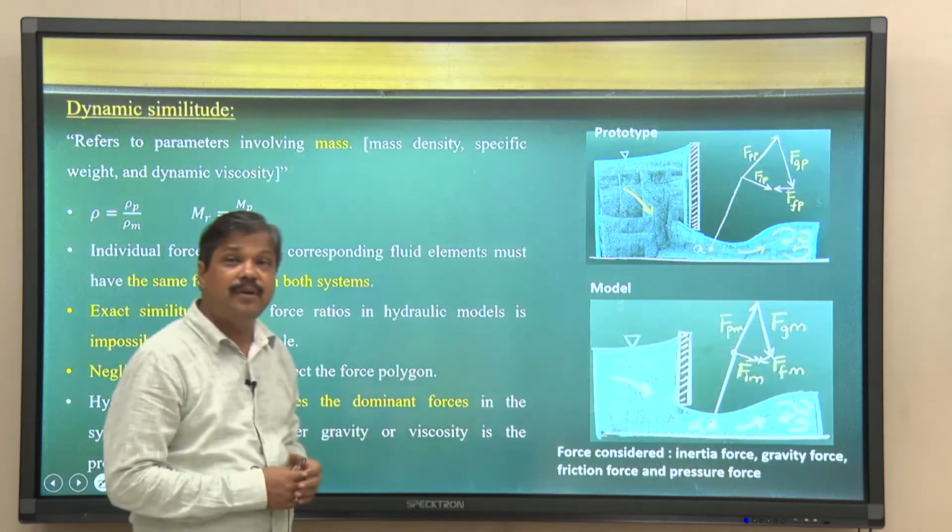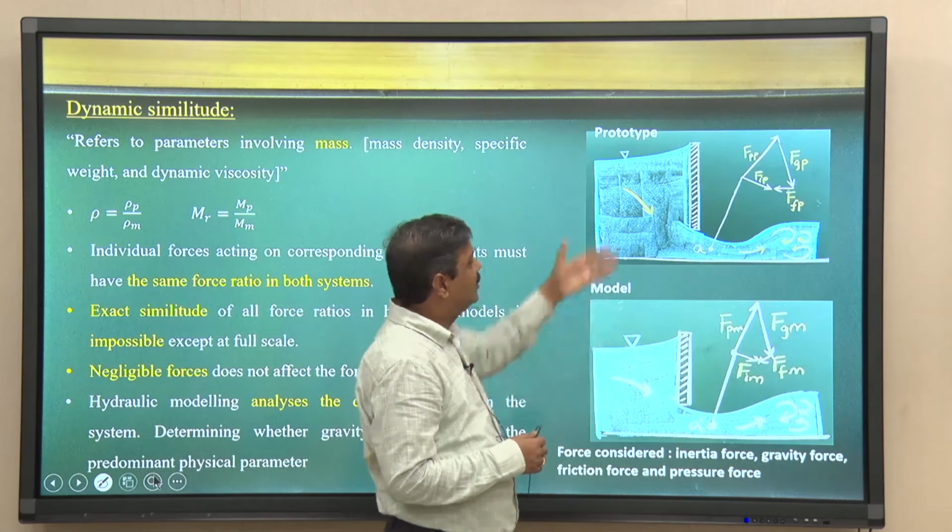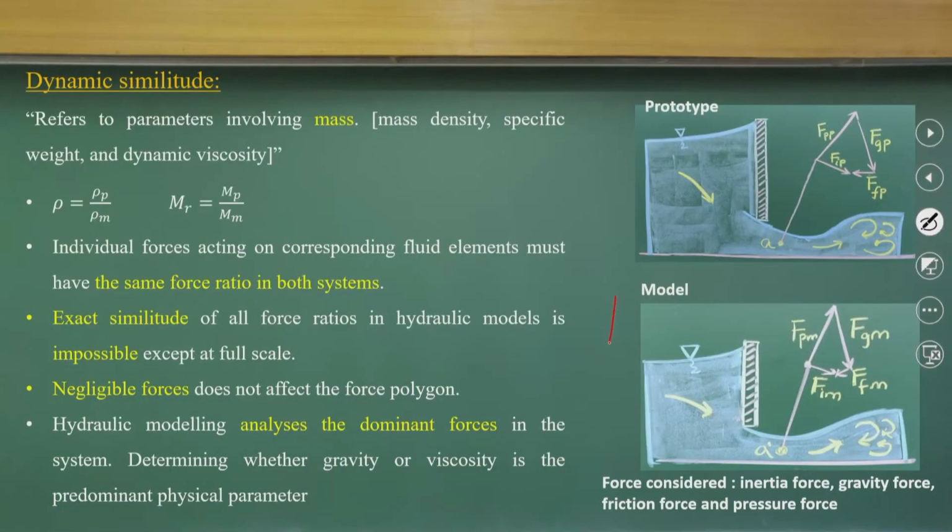Now, if you look at dynamic similitude, we are talking about the prototype and the model, which is a scaled down model. So, all the gates are also scaled down, and flow properties are scaled down in such a way that if I take a point having the inertia force, gravity force, friction force, and pressure force, the force diagrams will be more or less the same, but only the magnitudes will be different. Okay. When you attain that, then we call it dynamic similitude.